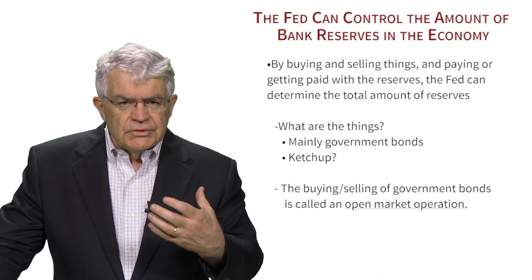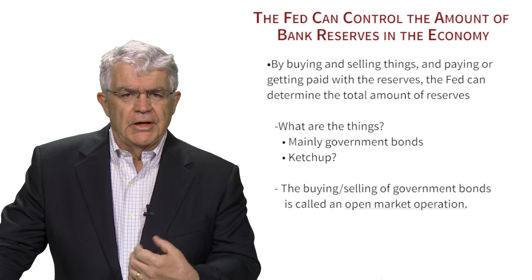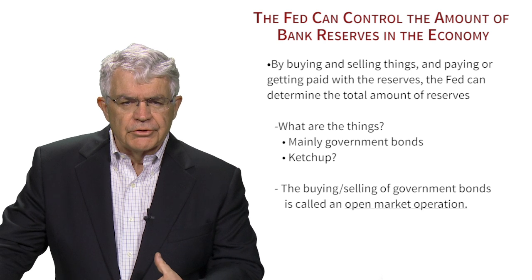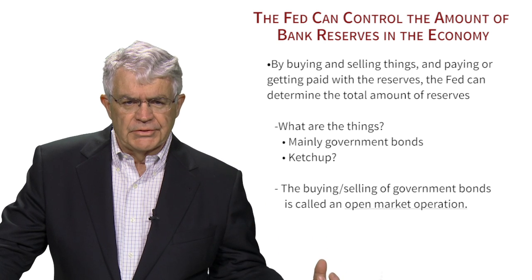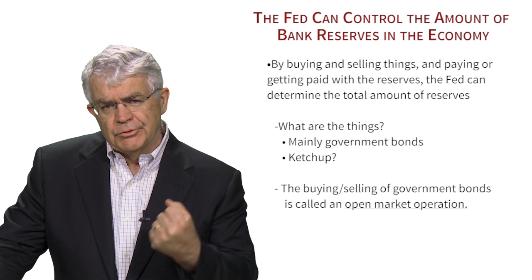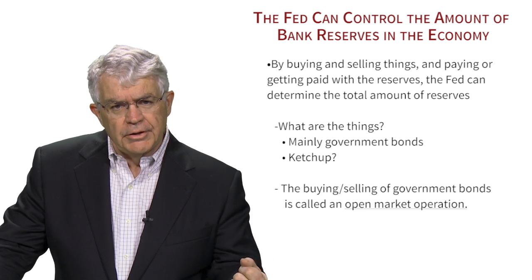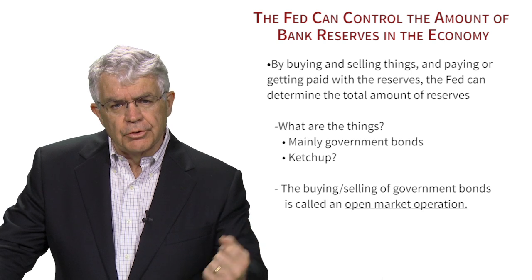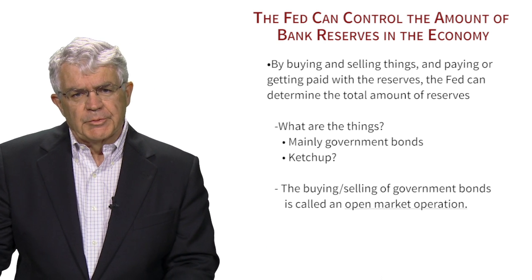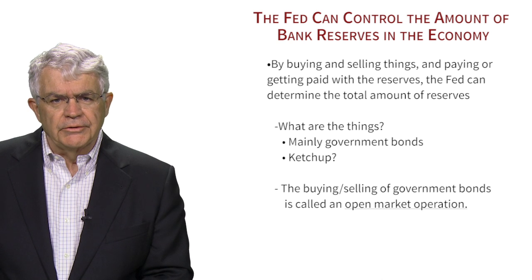So now let's see how this idea works, that by changing the amount of reserves, the Fed controls the deposits. And we already know the answer, because we know that if the reserve ratio is R, then the amount of deposits is 1 over R times the amount of bank reserves. But let's see how it actually plays out in practice.